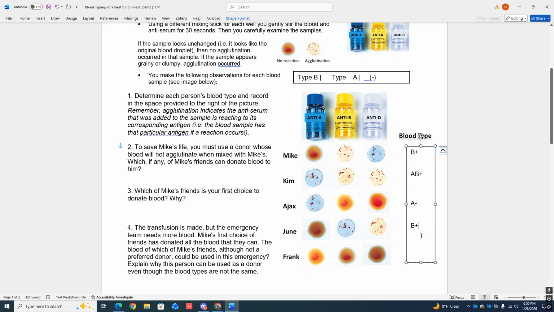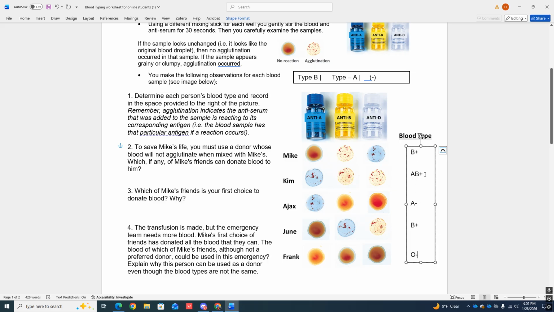And then our last friend, Frankie, down here, looks fantastic across the board. And this is what you guys should have seen. So he donated to both type B and type A and had no agglutination reaction, which means that he must be a type O. And then once again, he donated to a negative and had no reaction. Negatives can donate to negatives with no reaction, which means that our friend Frankie here is an O negative.